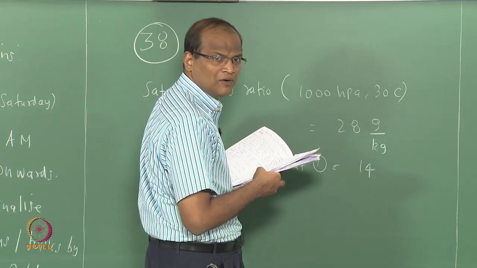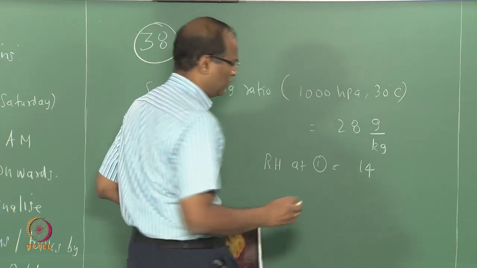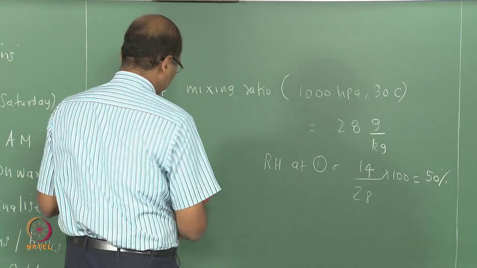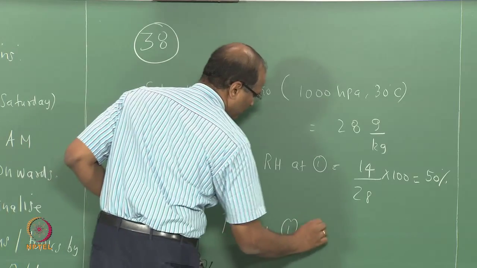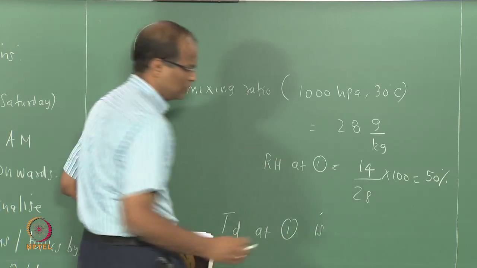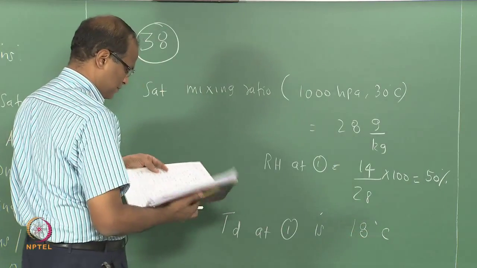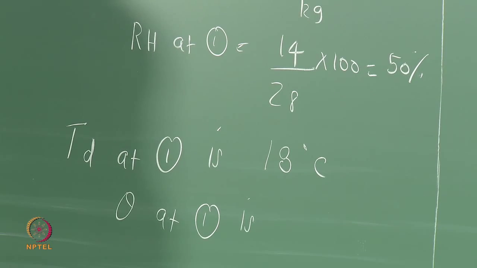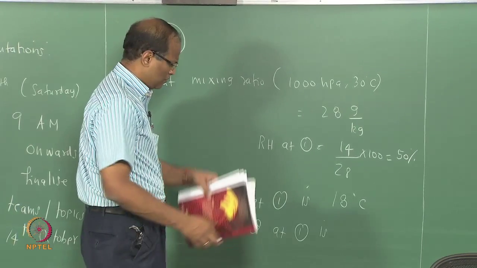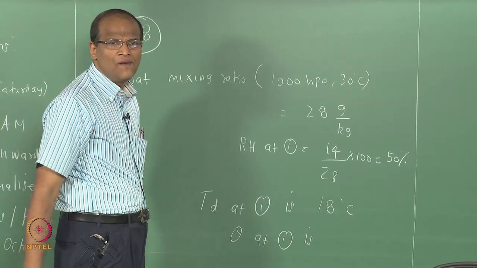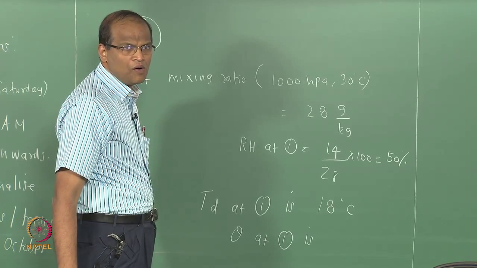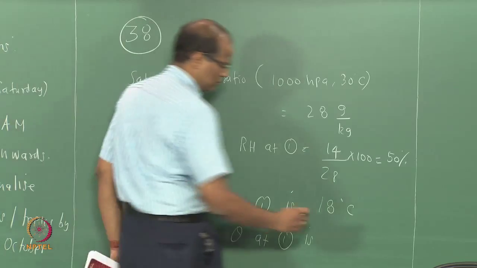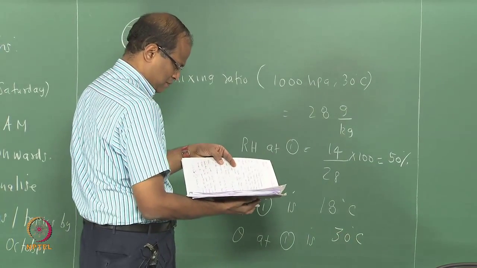How much did you say? 30, is it? 28? Okay. TD is 18? What is the theta? 40. How do you get theta? Huh? 30, I thought. 30. Dry adiabat. Okay.